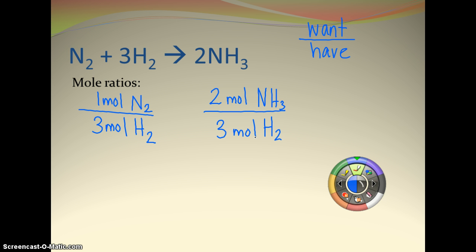So the mole ratio is going to come from the balanced equation. The unit that you want is going to go in the numerator. The unit that you have, the substance that you have, is going to go in the denominator. And you're going to use the coefficients from the balanced equation to write your mole conversion. So the value is going to come from the balanced equation. That's what you're going to use to write your mole ratio to get from one substance to another.